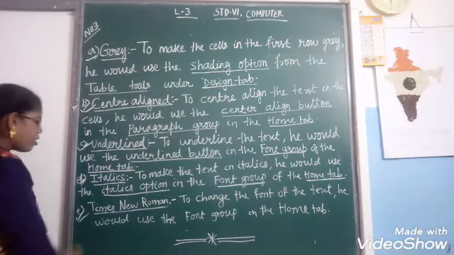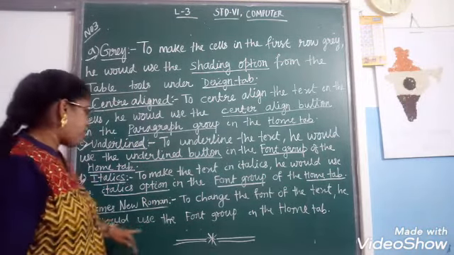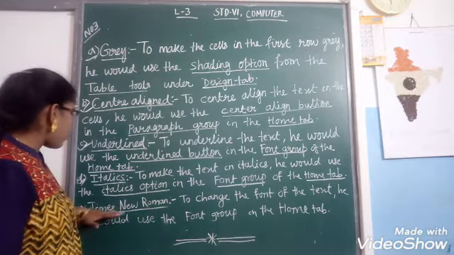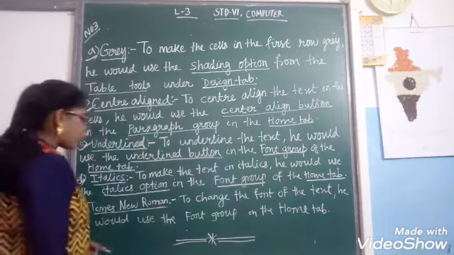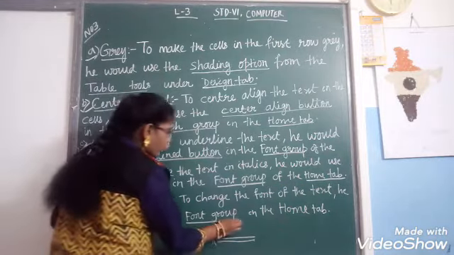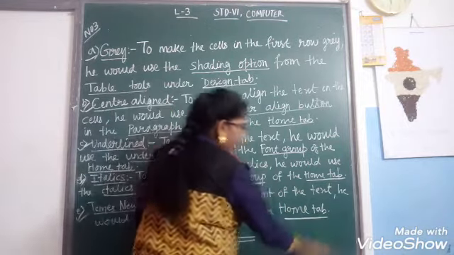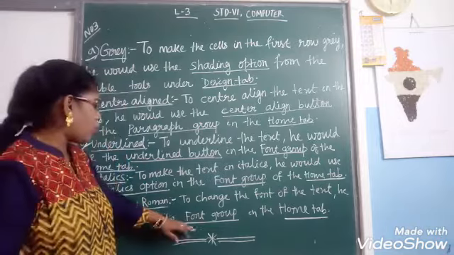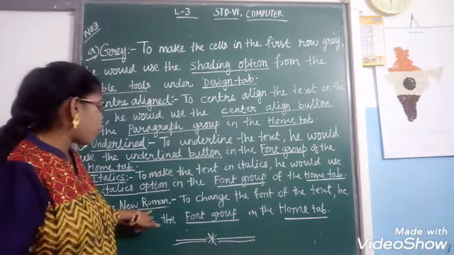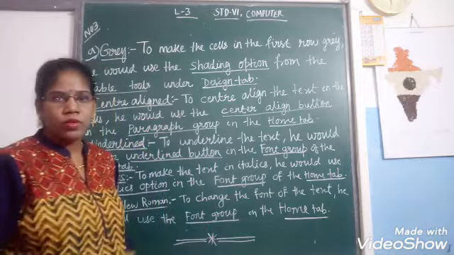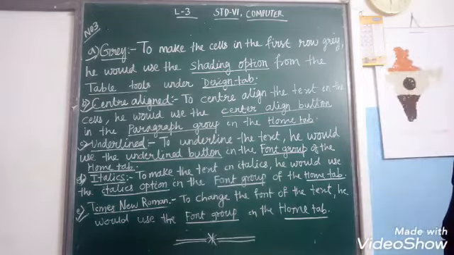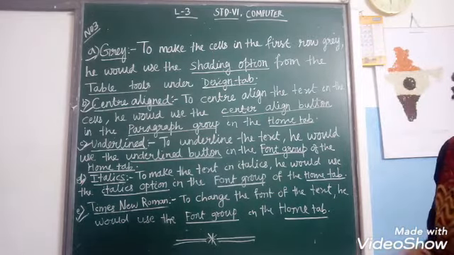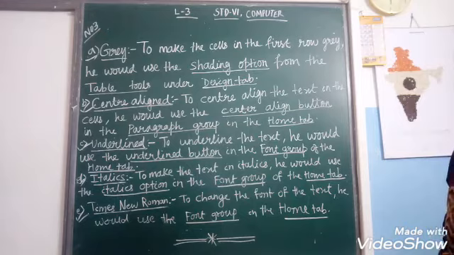Now come to the last one. He wants to change the font style of the text into Times New Roman. To change the font of the text, he would use the font group in the home tab, and select Times New Roman. So these are the points. Is it clear? Can you see properly? Everything is clear for you? Grey, center align, underline, italic and Times New Roman.